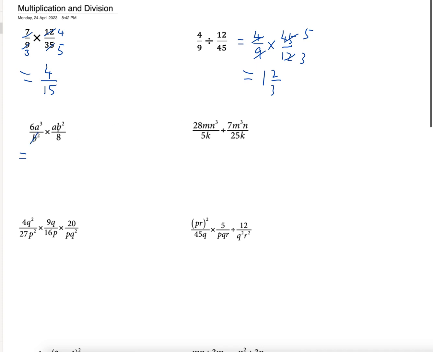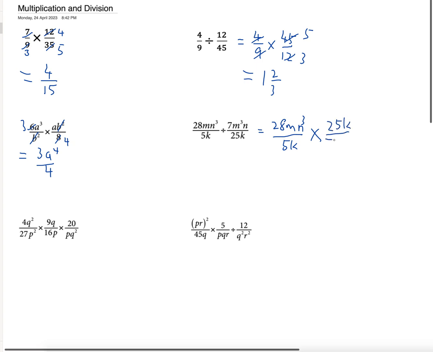Here the common factor is b squared, and then 8 is cancelled with 6, and what is left is numerator times numerator. We have 3a over 4. Okay, so here we need to invert. Change the multiplication, invert. Don't do any cancellation first.